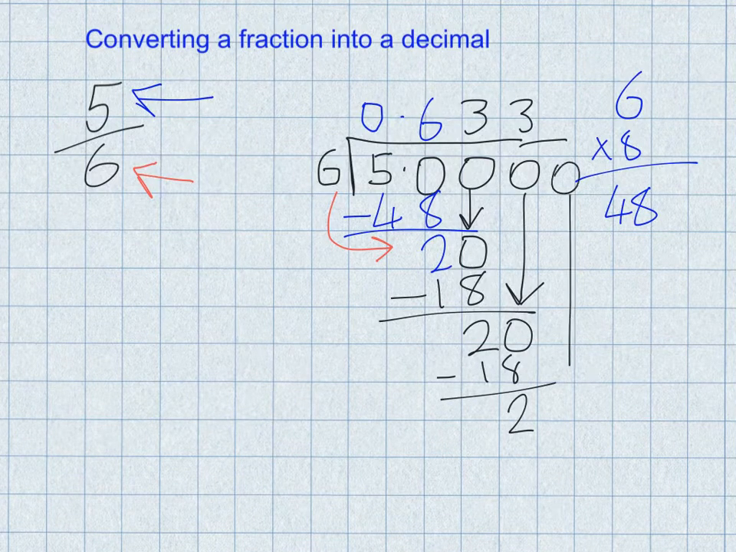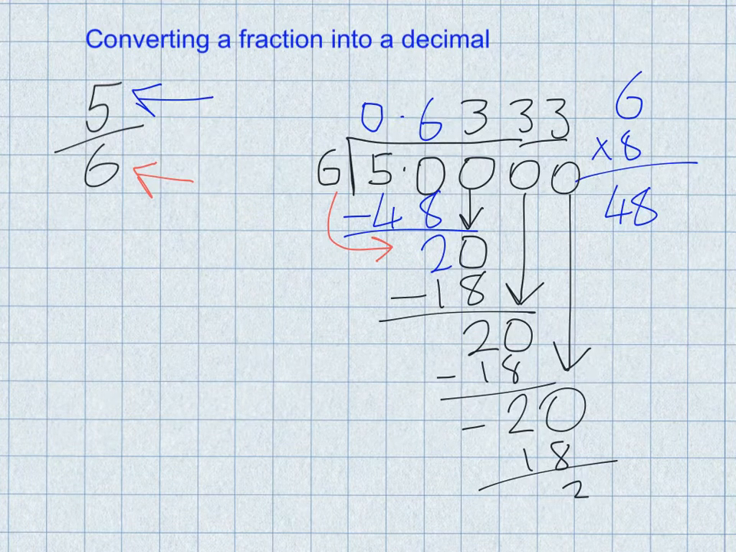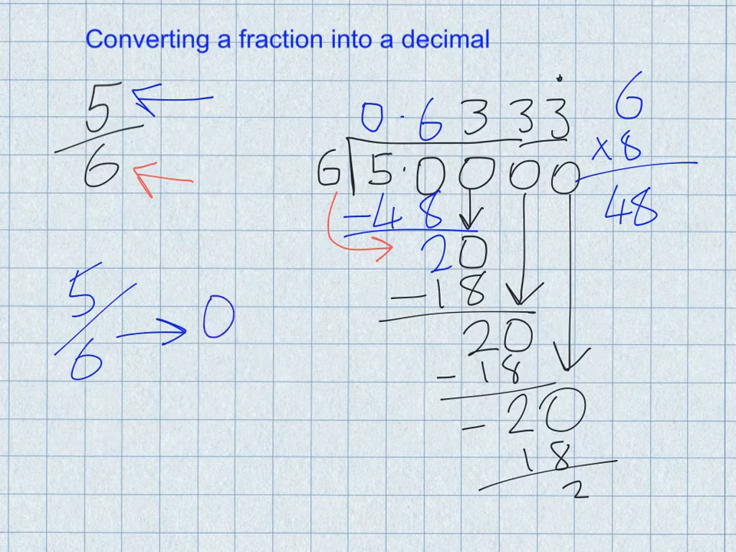And this pattern would continue in a repeating fashion. So rather than go on forever, I'm going to stop here and actually put a little dot above that 3, which signifies that it's recurring. So to summarize, 5 over 6 converted into a decimal becomes 0.8333 recurring, with a little dot.